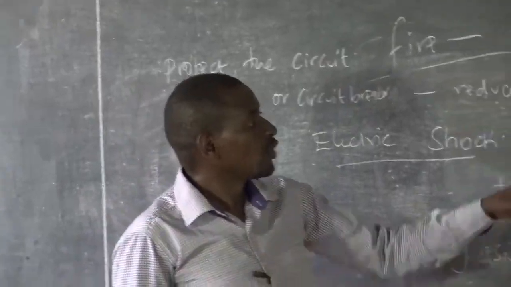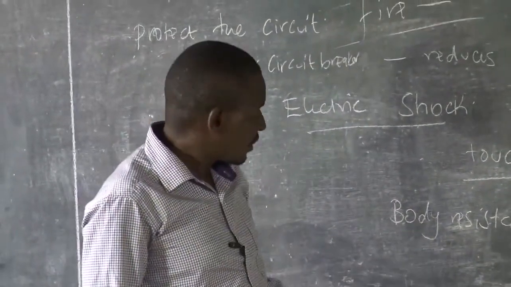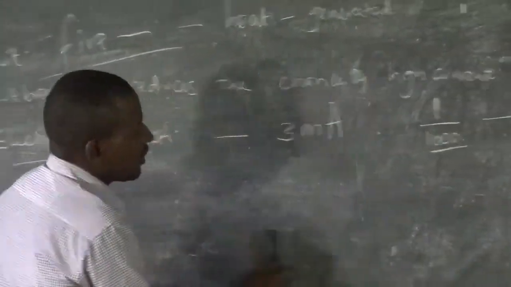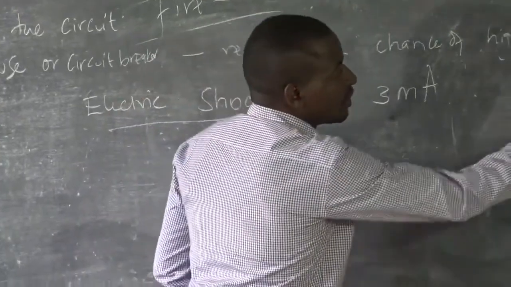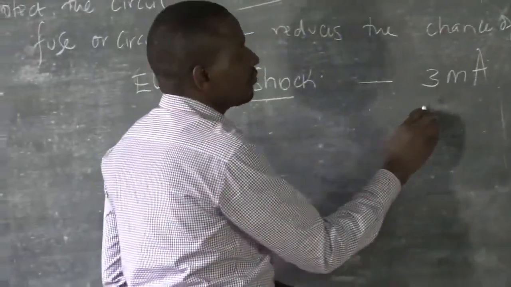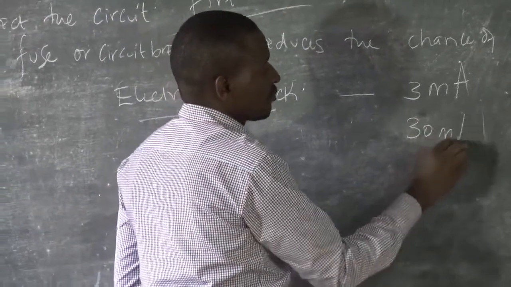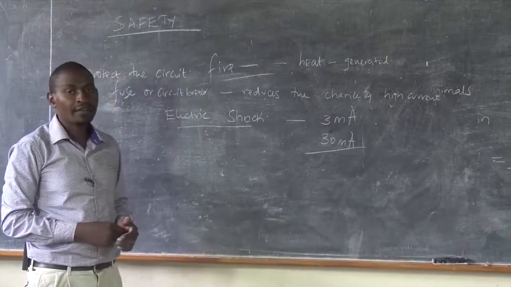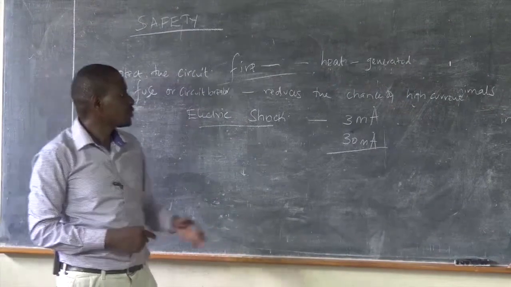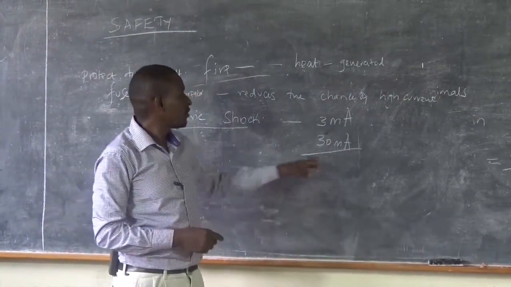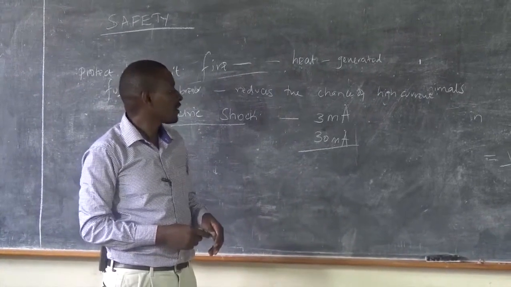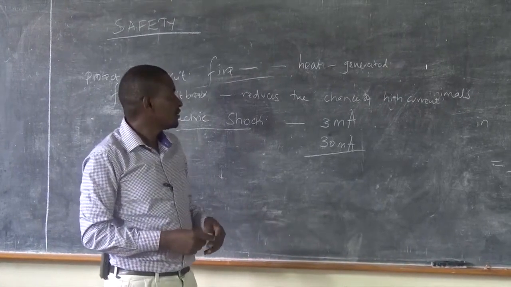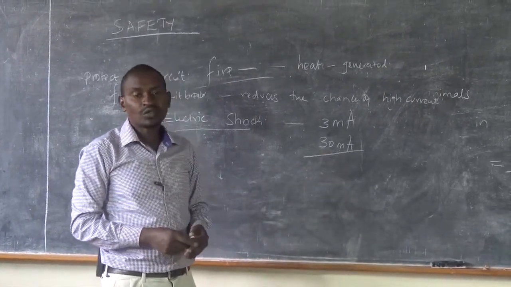Now, if you get an electric shock where you have a higher current flowing through your body, if the current exceeds that, what happens is that the rhythm of the contraction of the heart muscle is destroyed, and most likely if it is destroyed, it results in fatality.